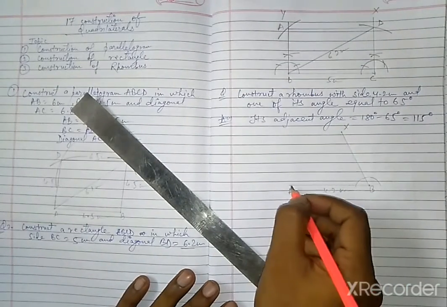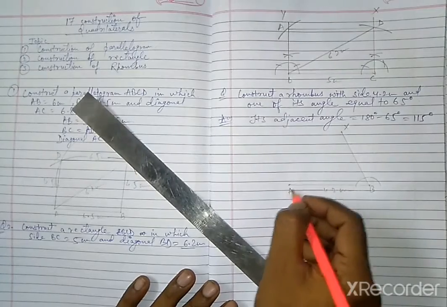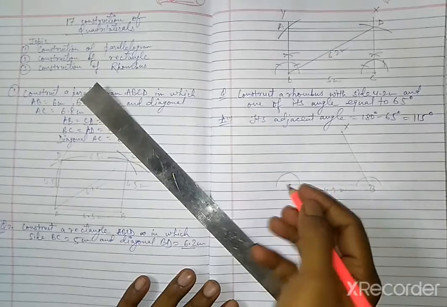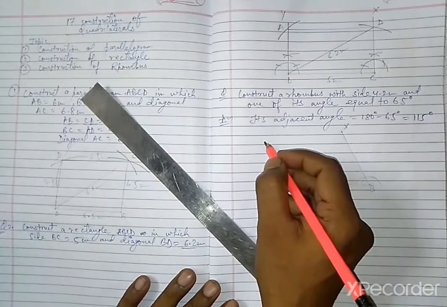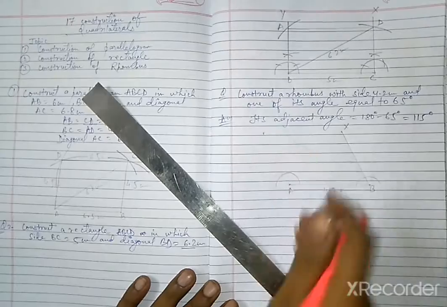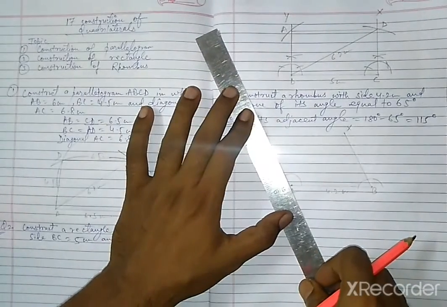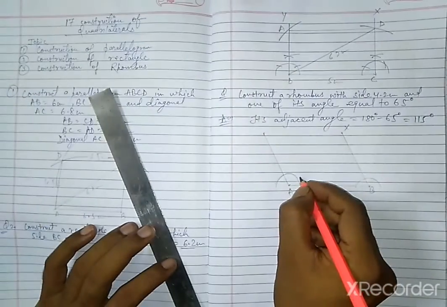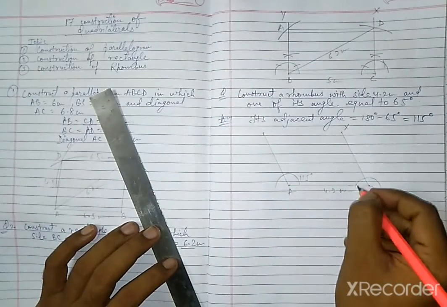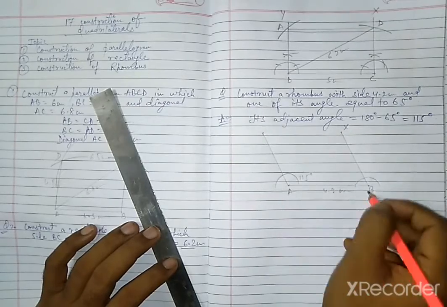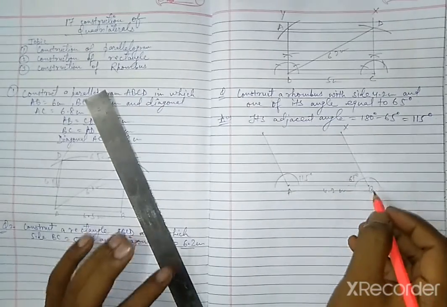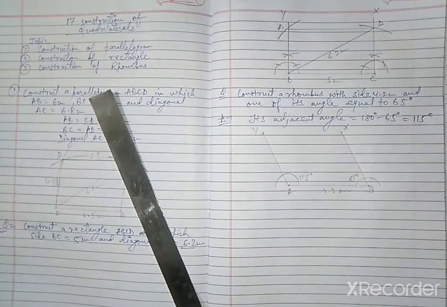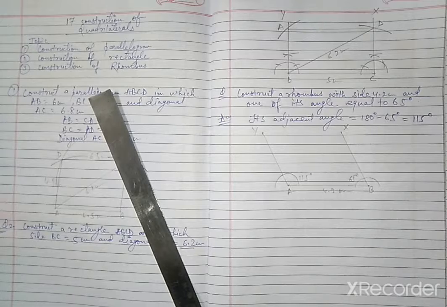Again I will move the same protractor to point A, put it at point A, and I will measure 115 degree. Let's suppose 115 degree will be here. So from here to here it is 115 degree, and angle ABX equals 65 degree and angle BAY is equal to 115 degree. So we will draw these angles with the help of a protractor.